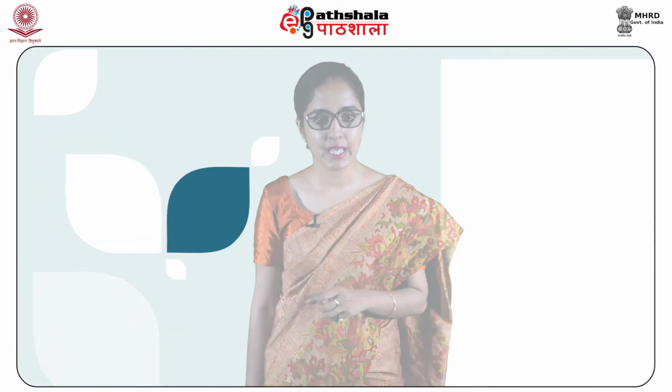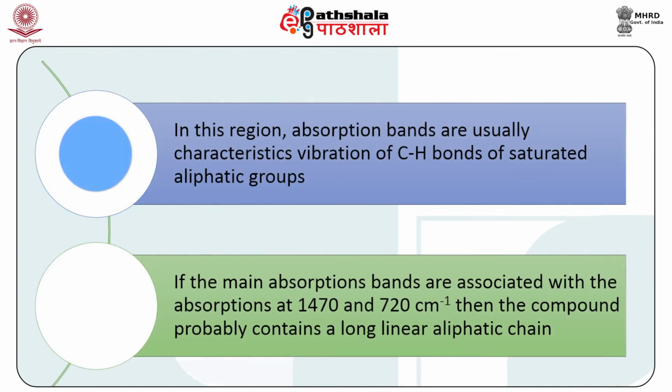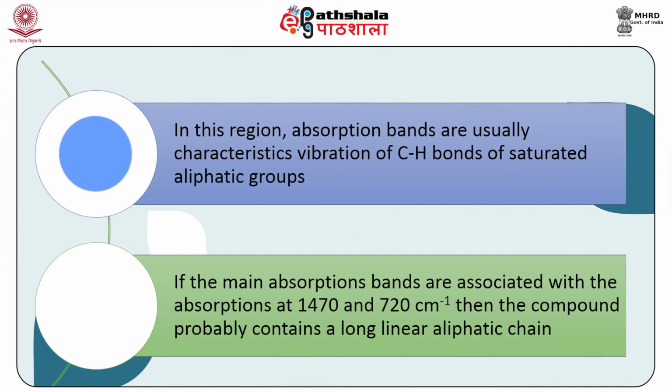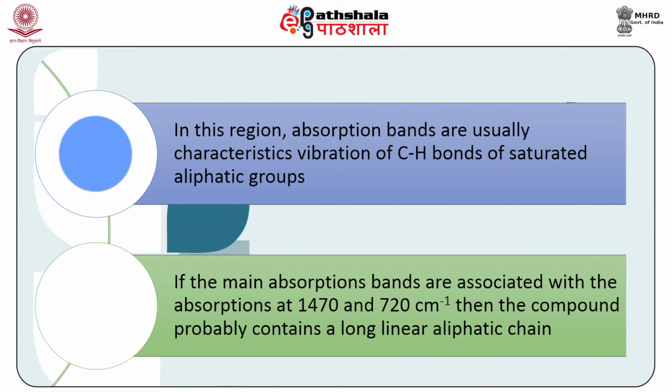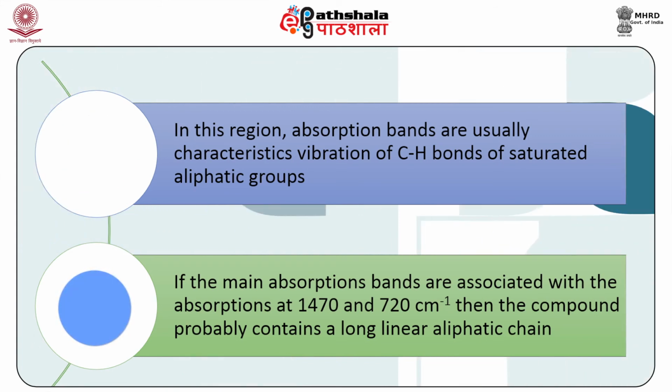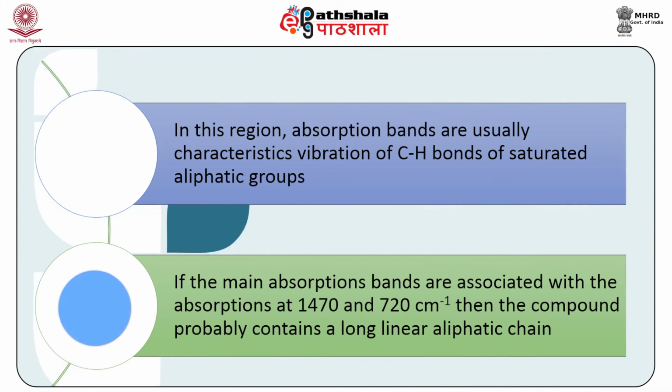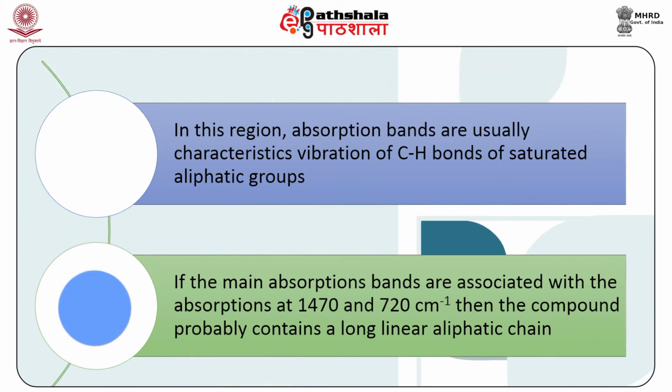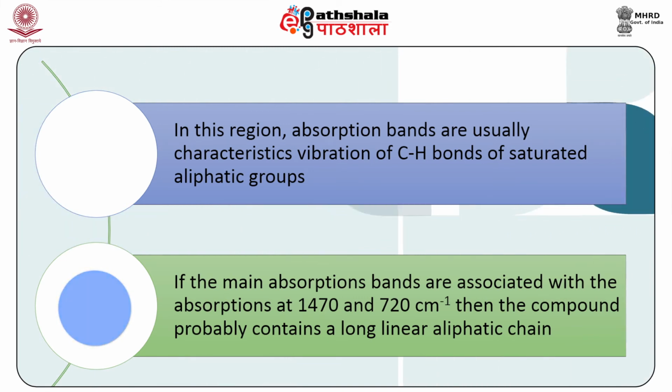Absorptions in the region of 3000 to 2700 cm⁻¹. In this region, students, absorption bands are usually characteristic vibrations of CH bands of saturated aliphatic groups. If the main absorption bands are associated with the absorptions at 1470 and 720 cm⁻¹, then the compound probably contains a linear aliphatic chain. That means it is not aromatic.